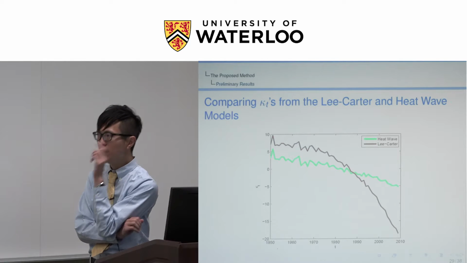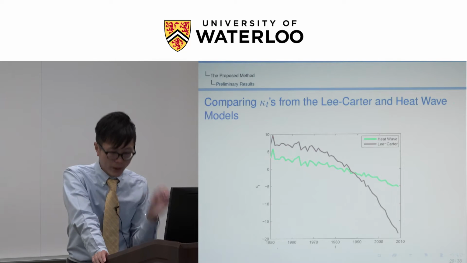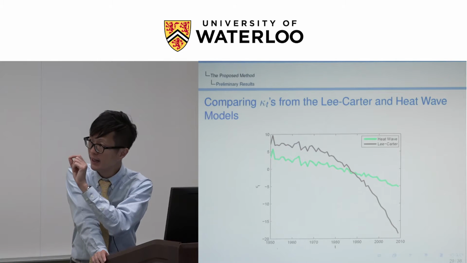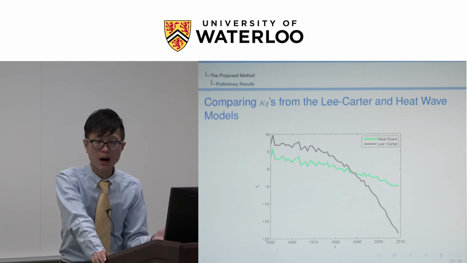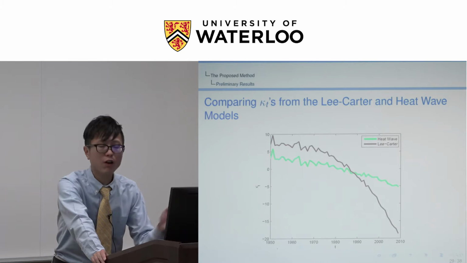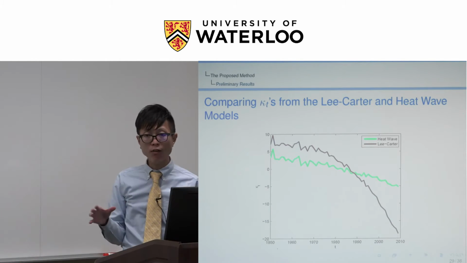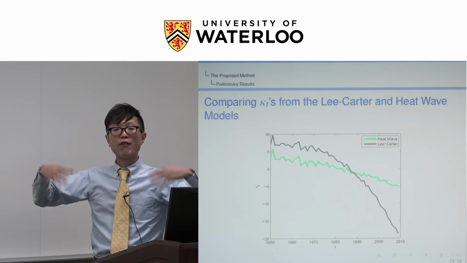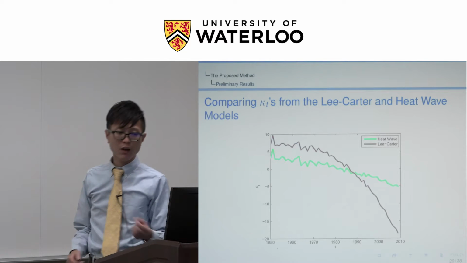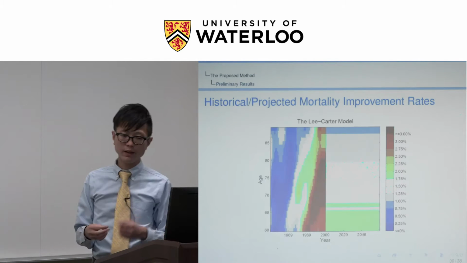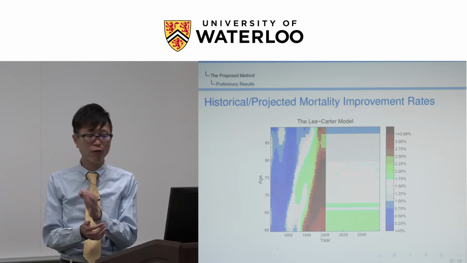What we can see, notably, is that the estimates of kappa t in the heat wave model are a lot more linear than the kappa t's from the original Lee-Carter model. That being said, apparently the heat waves have captured some of the nonlinearity in the cohorts from the original Lee-Carter model. So let's see how well or how badly the proposed heat wave model performs.